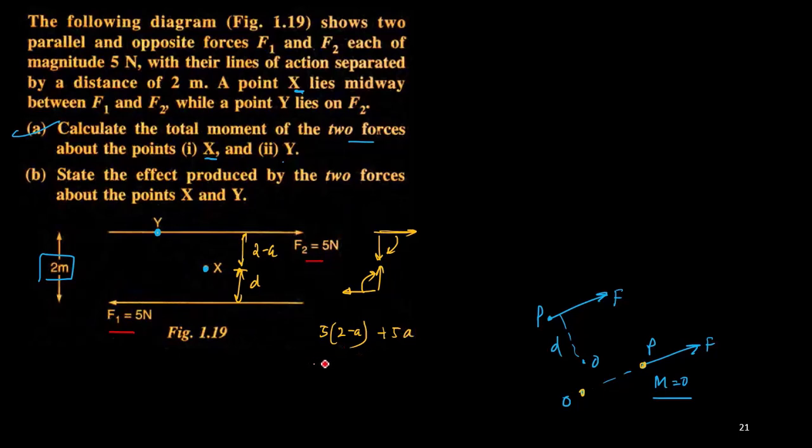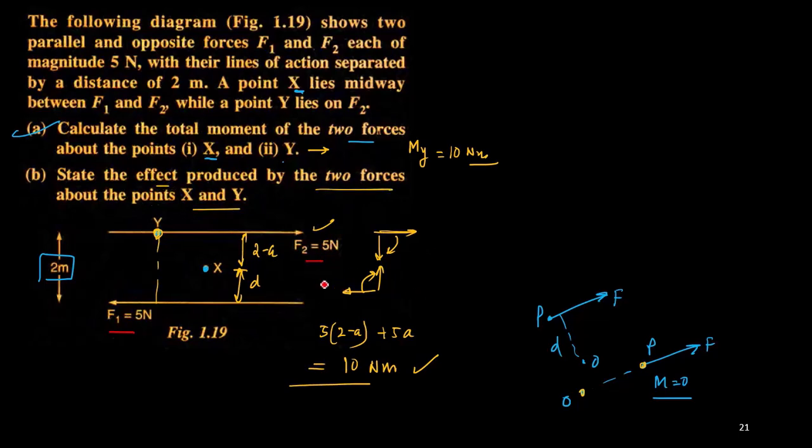Okay, so ultimately how much? It is 10 Newton meter. So that is about X. Now similarly about point Y, if I want to calculate, the moment of F2 will be 0, because Y is lying on it. Only the moment of F1 will come. The total distance is 2 meter. So about point Y, My is again 10 Newton meter.